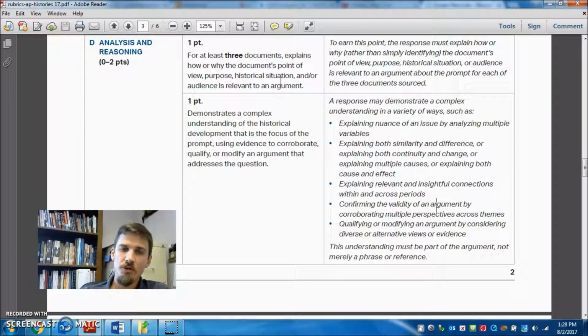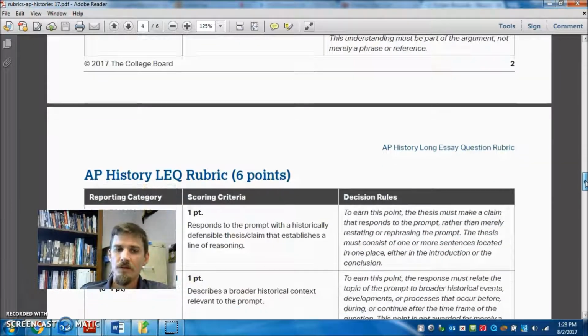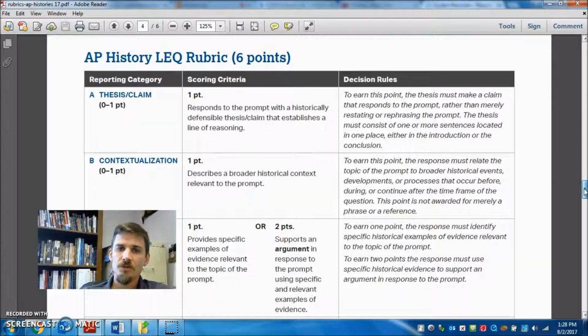So again, notice it's a 2-part. When we talk about point of view, that's 1 point, and then the second point is really just going above and beyond what you did in the first point. Okay, so that's the DBQ. Next, we're going to move on to the LEQ.